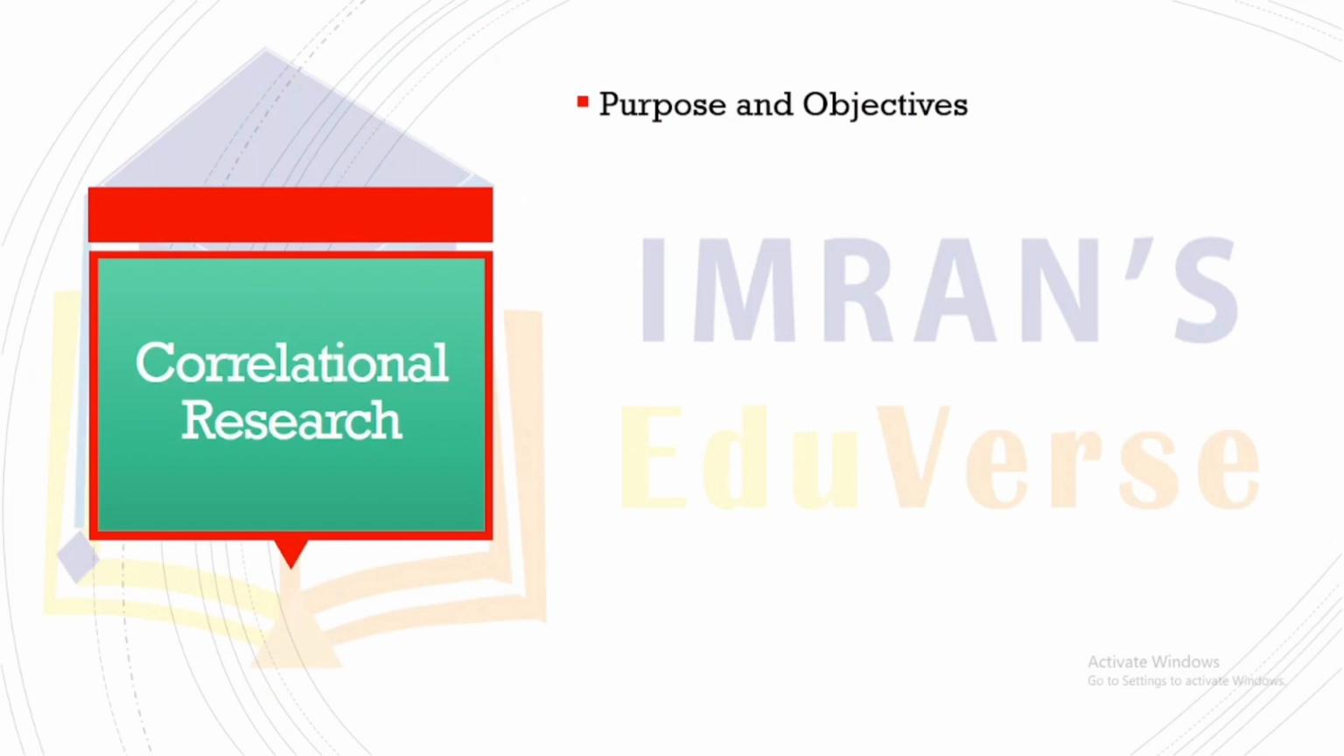Here are some of the characteristics of correlational research. Quantitative data. Correlational research relies on numerical data to establish patterns and associations between variables. No causation. Unlike experimental research, correlational studies do not establish causation. They can identify relationships but not the cause and effect nature of these relationships.